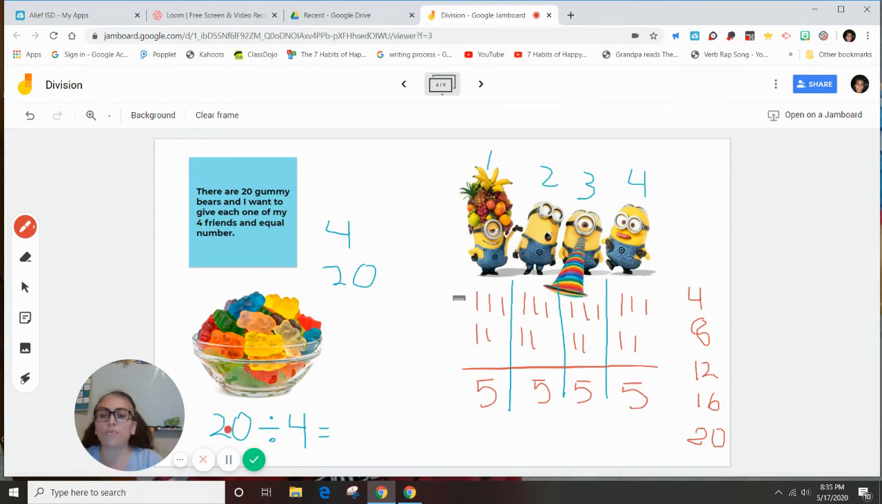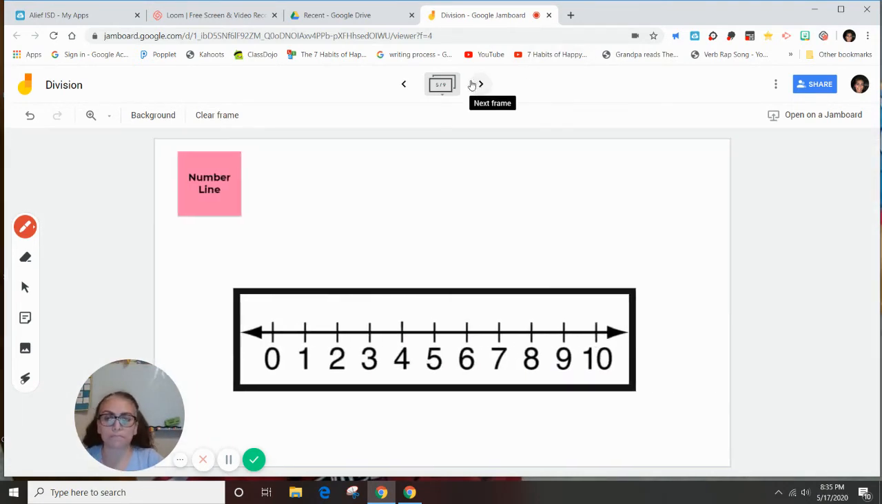So I'm going to say 20 divided into 4 groups equals 5 gummy bears in each group. So I'm going to count, splitting them equally until I get to the amount that I have. Okay. I can also do this with a number line.